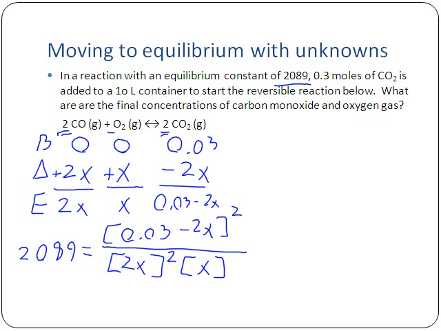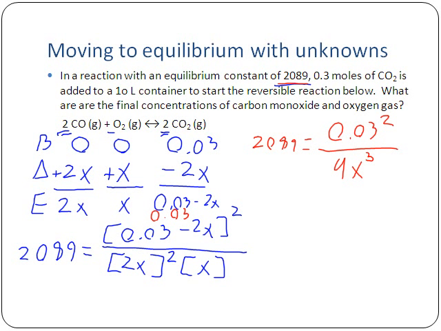And if x is very, very small, then our little trick right here, 0.03 minus 2x, if x is very small, is basically the same as just having 0.03. And so this is going to be our little trick here, because if x is small, and it has to be if it's going to have a very large KEQ, then basically this is equal to 0.03. And so we can rewrite this as 2089 is equal to 0.03 squared divided by, on the bottom, we have 2x squared, which is 2x quantity squared, which is just 4x squared, times x. So that would be 4x cubed on the bottom.